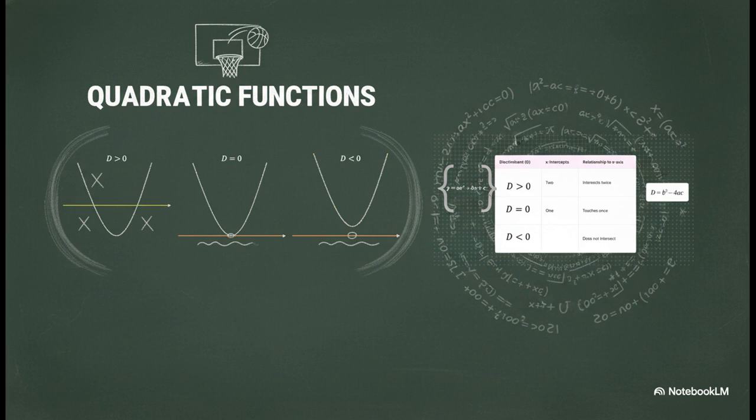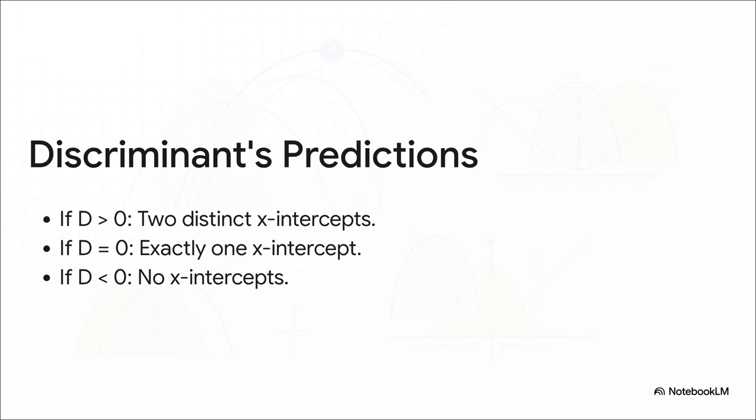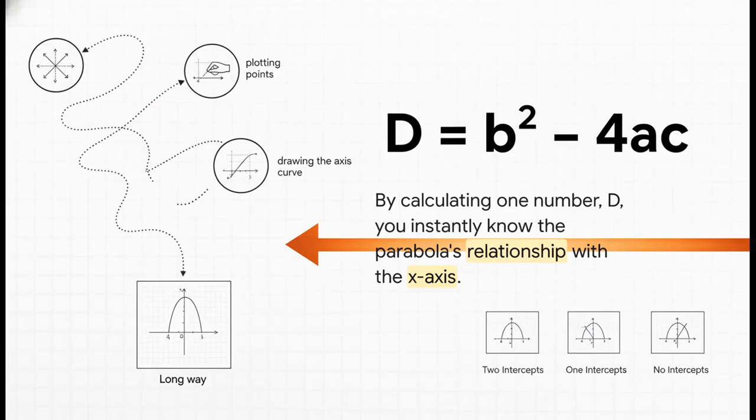It's fantastic. So let's lock this in. If the discriminant, D, is a positive number, you are guaranteed to have two distinct x-intercepts. If D is exactly 0, the vertex of your parabola is sitting perfectly on the x-axis, giving you just one intercept. And if D is negative, your parabola will completely miss the x-axis. No intercepts at all.